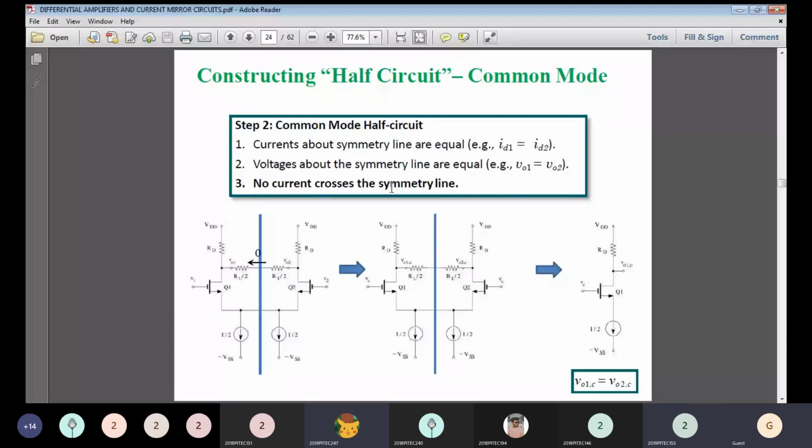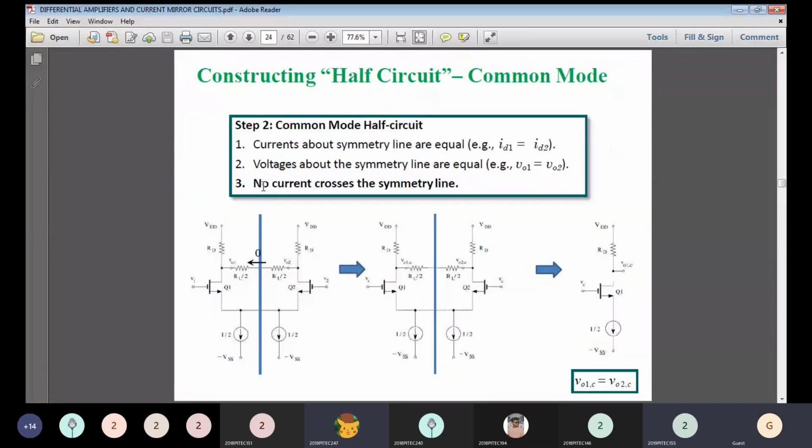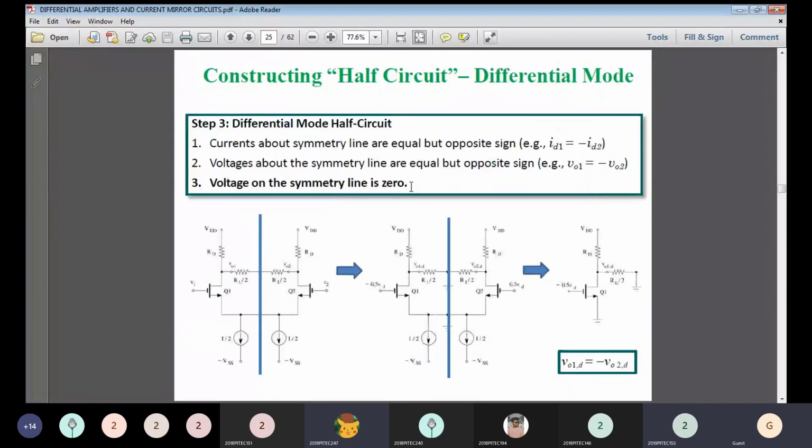In the case of the differential mode circuit, currents above the symmetry line are equal, but they are of opposite sign. Voltages above the symmetry line are equal, but of opposite sign. Okay, so we are getting a negative value here. Here also, no current across the symmetry line. Here the voltage on the symmetry line is 0, for the case of the differential mode half circuit.